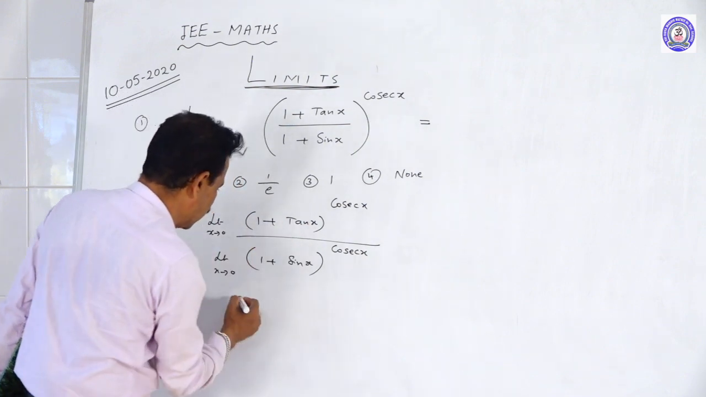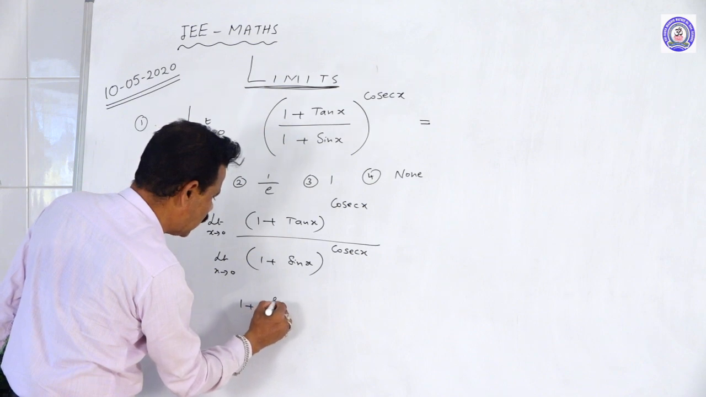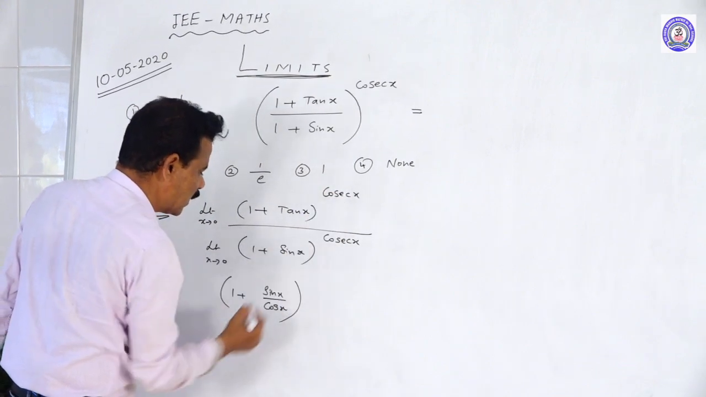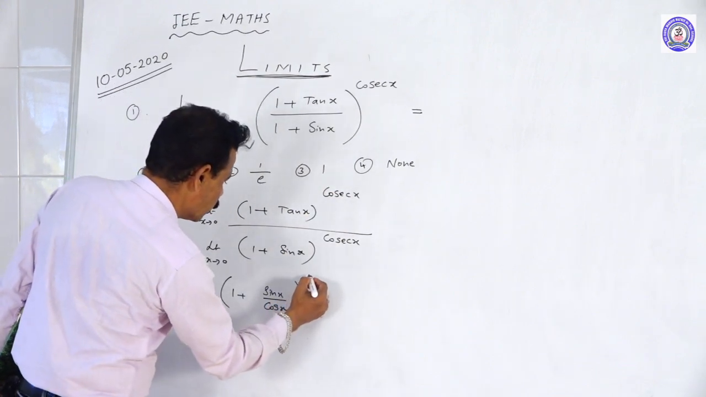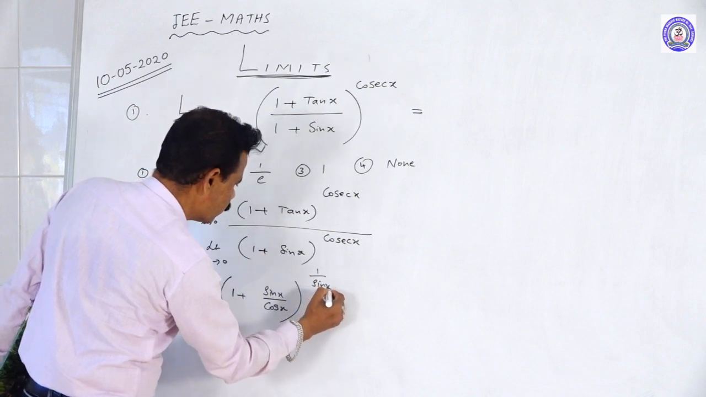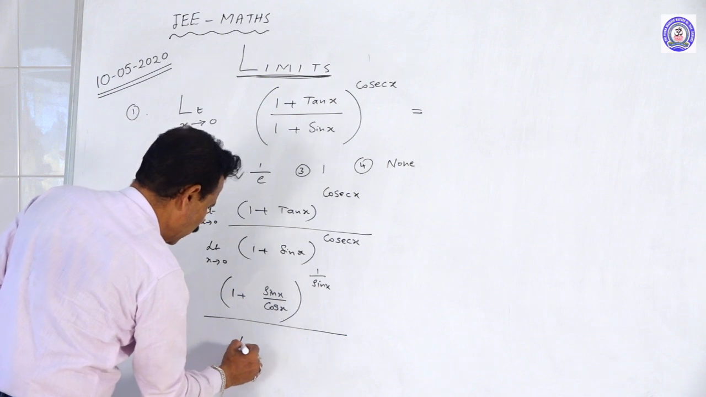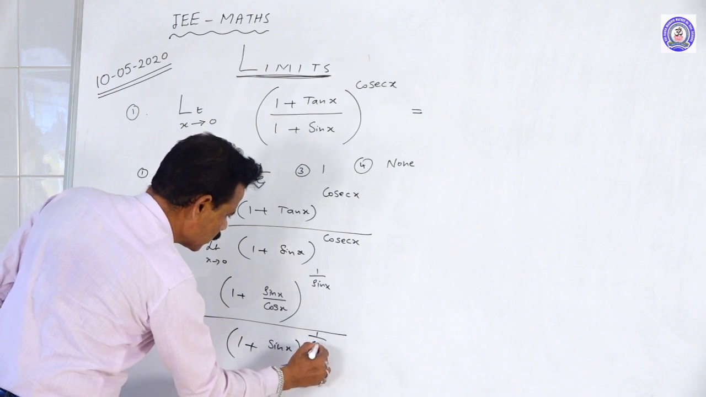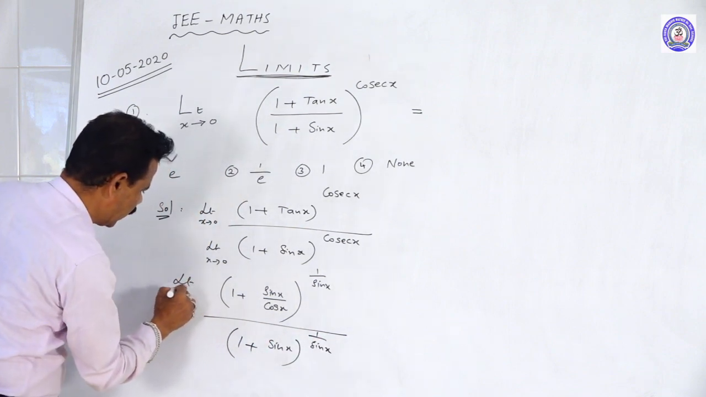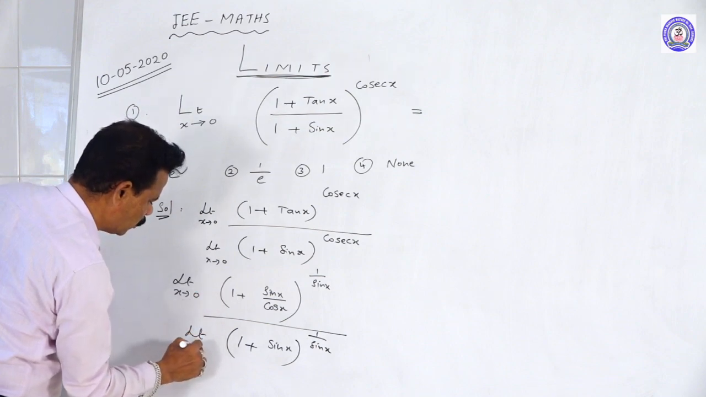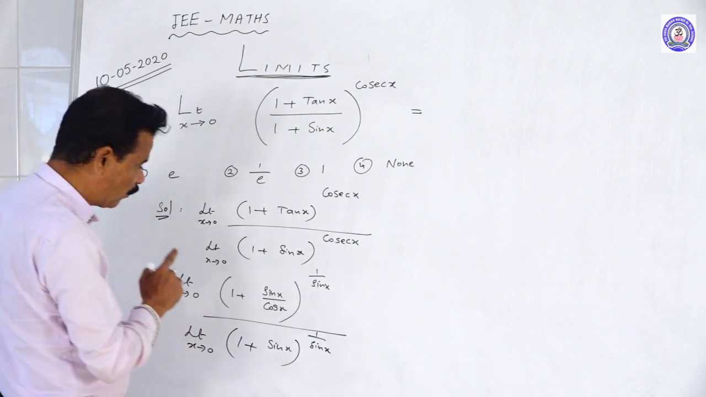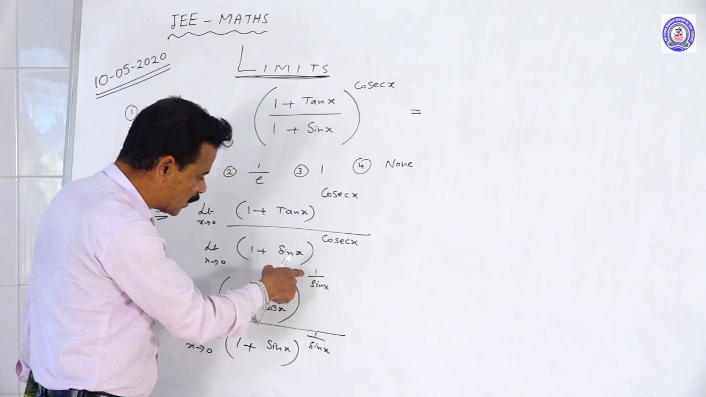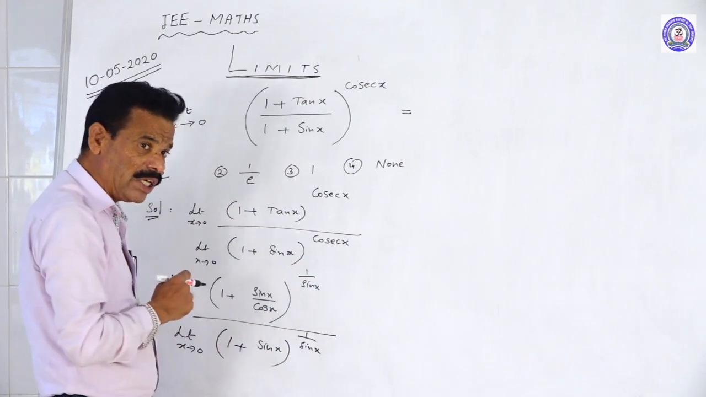Next, this is written as (1 plus sin x by cos x) whole power cosec x, which is 1 by sin x, divided by (1 plus sin x) power cosec x, which is 1 by sin x. Here limit x tends to 0 above and below also. After this, sin x by cos x here, so here also cos x by sin x reverse, then it is e answer.